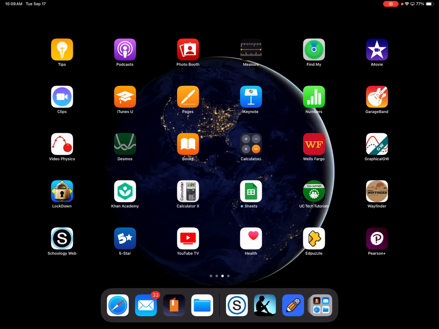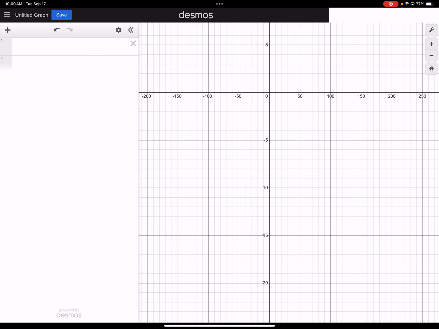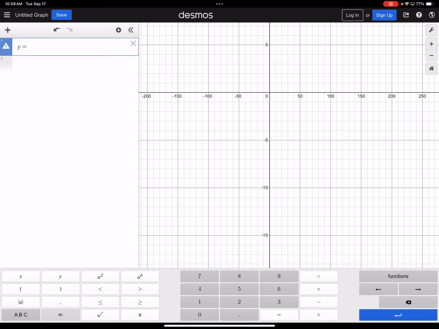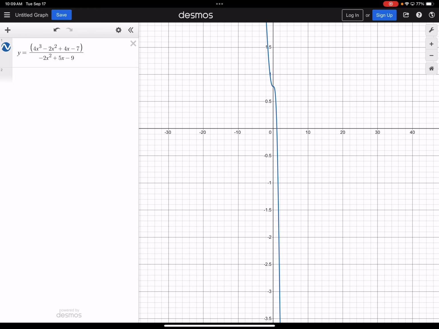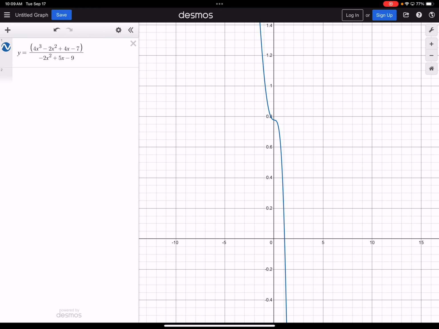So if I go over to Desmos and I type in the original, so what is it, 4x cubed minus 2x squared plus 4x minus 7 divided by negative 2x squared plus 5x minus 9. And you're like, okay, kind of locally, I see a little curve.